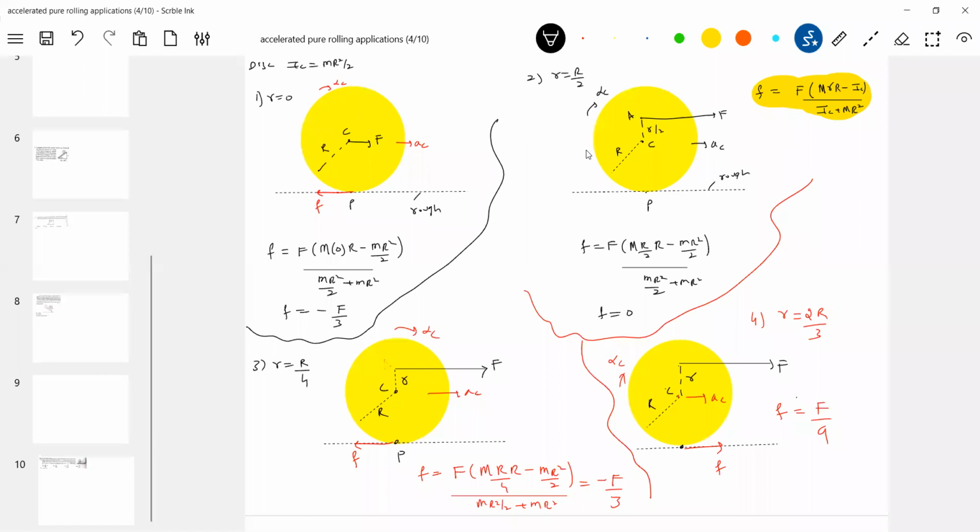F by 3. Now, what is the threshold point? Threshold point is one where if you apply force, the rolling friction will be 0. Above threshold point, friction will act in the direction of applied force. Below threshold point, friction will act opposite to applied force. Similarly, for a solid sphere, can you tell me where the threshold point should be?